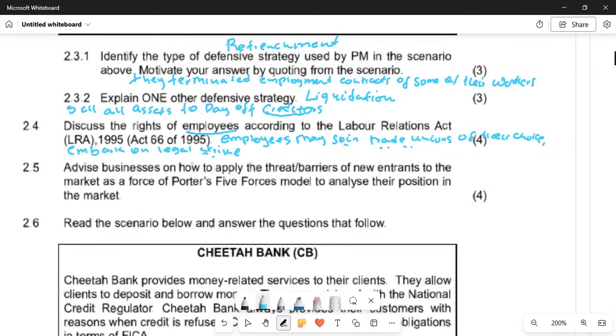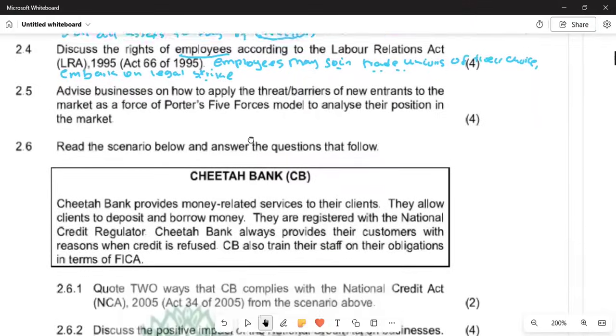Also, they can refer unresolved workplace disputes to the CCMA. Those disputes that were not solved, they can refer them to the CCMA. Also, they can request a trade union representative to assist or represent employees in grievances or disciplinary hearings. So now, without wasting time, let's move on to 2.5.